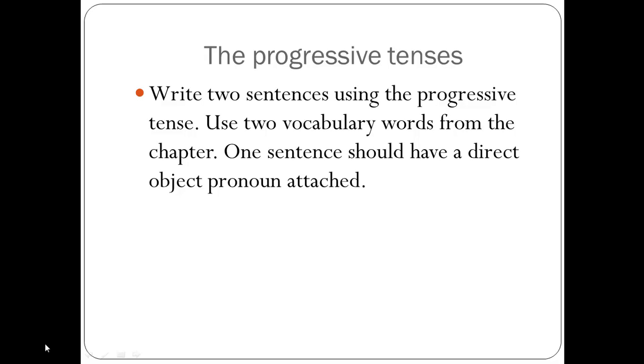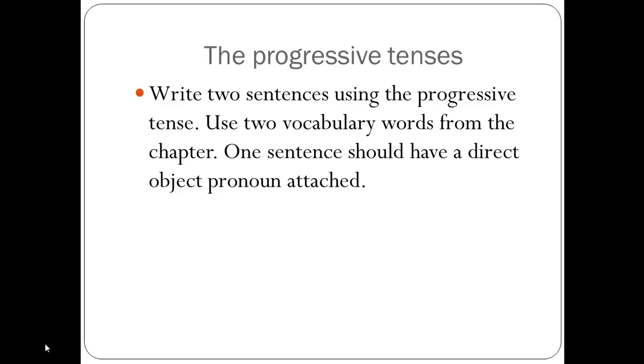So what I want you to do right now, and I'm going to ask for this when you come to class to see that you have watched the video, I want you to write 2 sentences using the present progressive tense. Use 2 vocabulary words from chapter 4 over la familia, and one of the sentences should have a direct object pronoun attached. So let me just give you some examples orally.